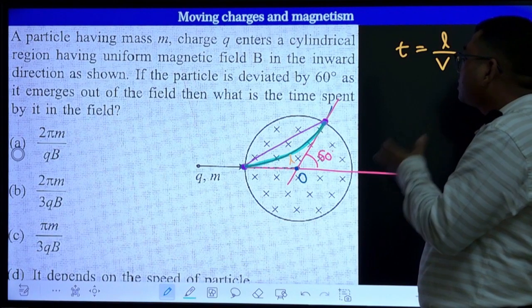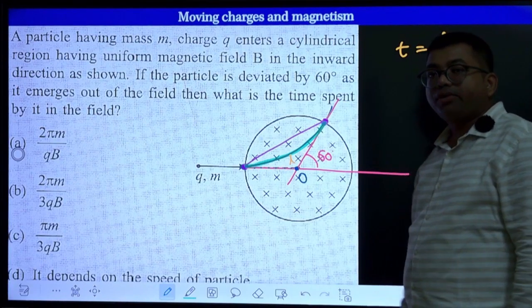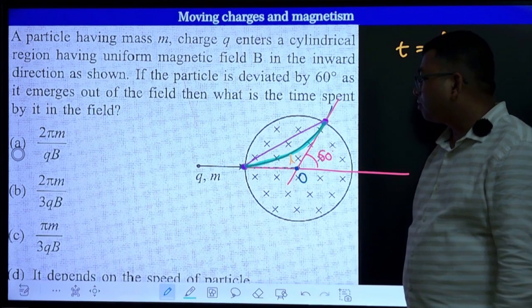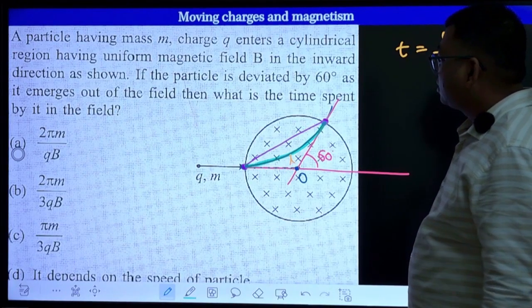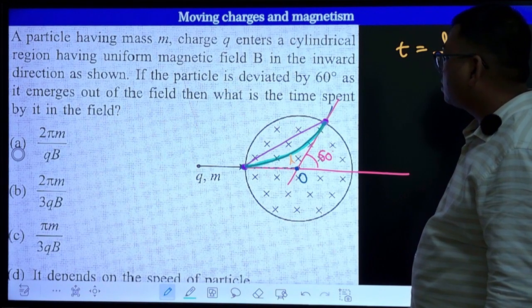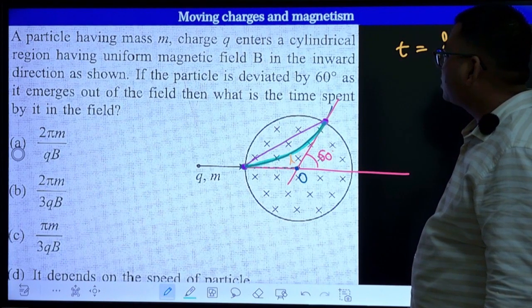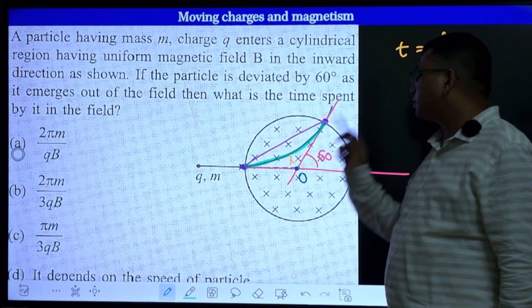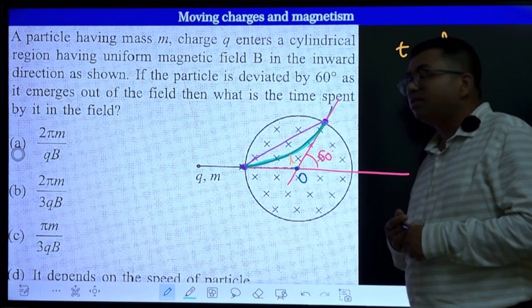They have not mentioned what is the radius of the cylinder. That's also a big point. They must mention that information here, isn't it? What is the radius of the cylinder? If the particle emerges out of the field, then what is the time spent by it? Of course, a 60-degree deviation is happening, but what is the radius of the cylinder?